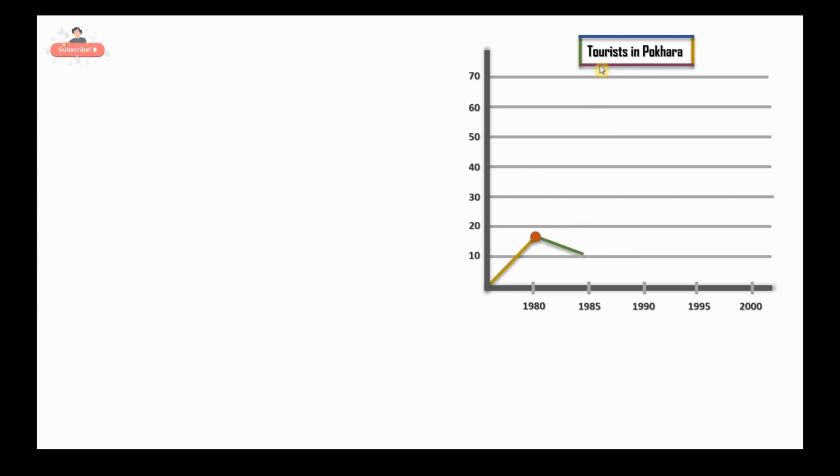It's about the number of tourists in Pokhara. The X-axis consists of dates and the y-axis has the number. So while describing this line graph, must students write in this way?